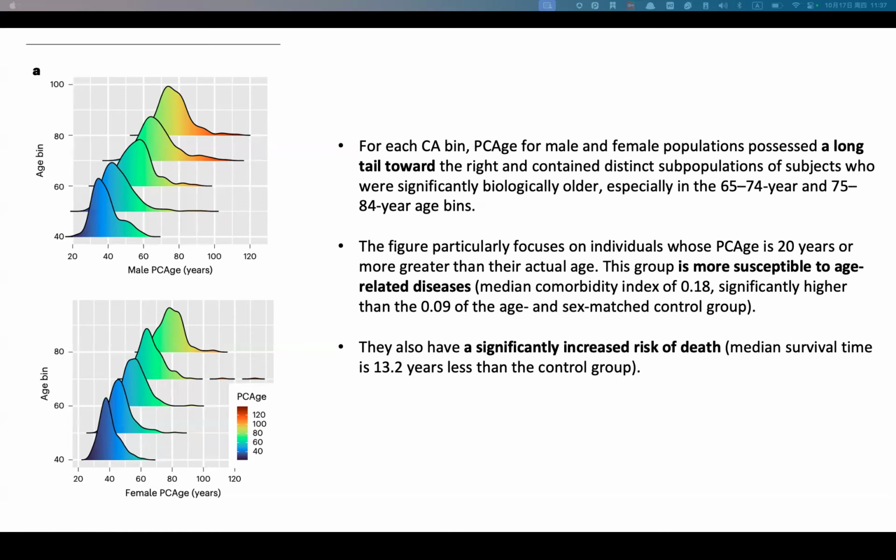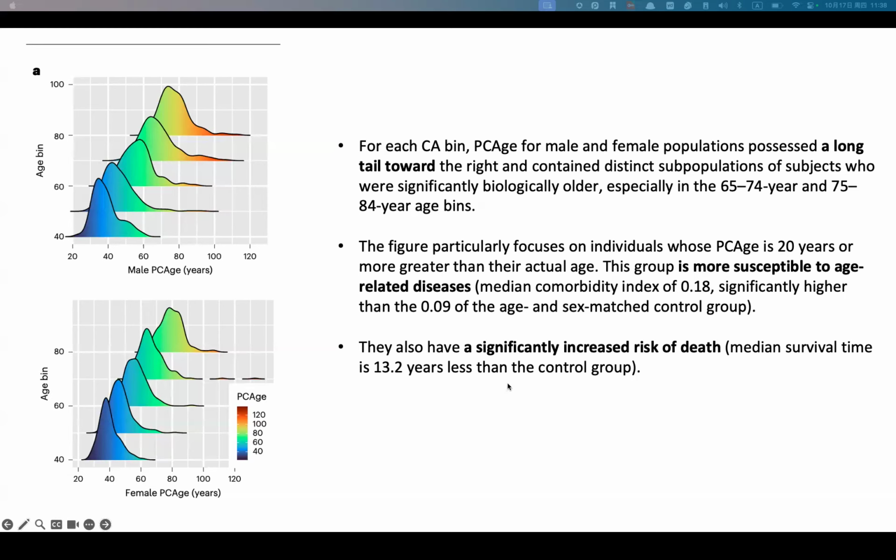Actually, in the next part, they have analyzed this. And I think this analysis makes sense. For example, the PC age is larger than the CA, so they are more likely to have age-related disease. And they also have a significantly increased risk of death. Yes, this is the analysis.